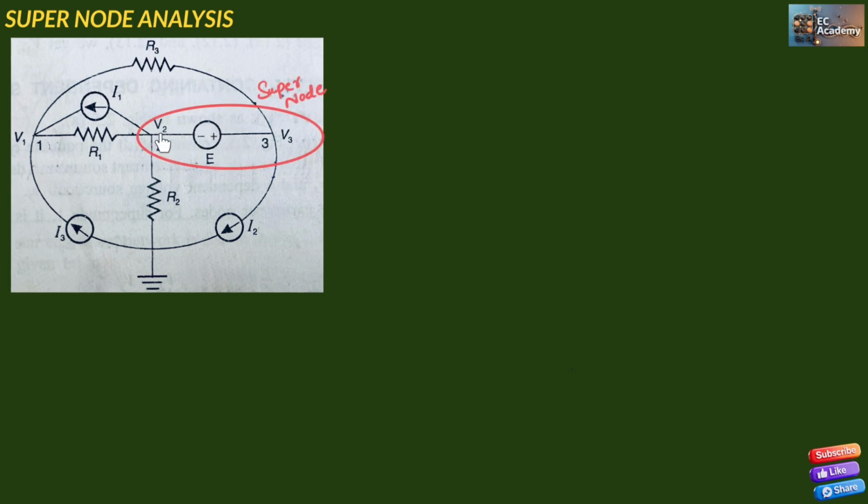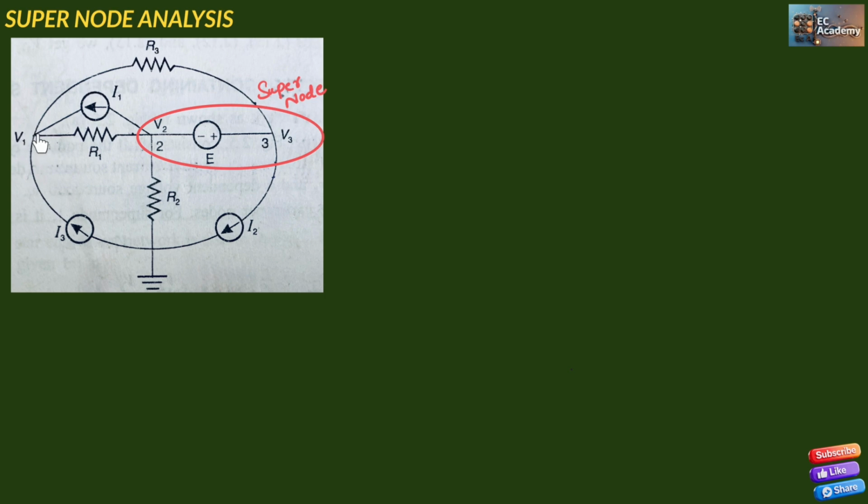So we can consider V2 and V3 along with the ideal voltage source as a supernode, and Kirchhoff's current law is applied to both the nodes at the same time. This supernode is enclosed in this highlighted region. Now let us consider node 1 and let us write the equation.